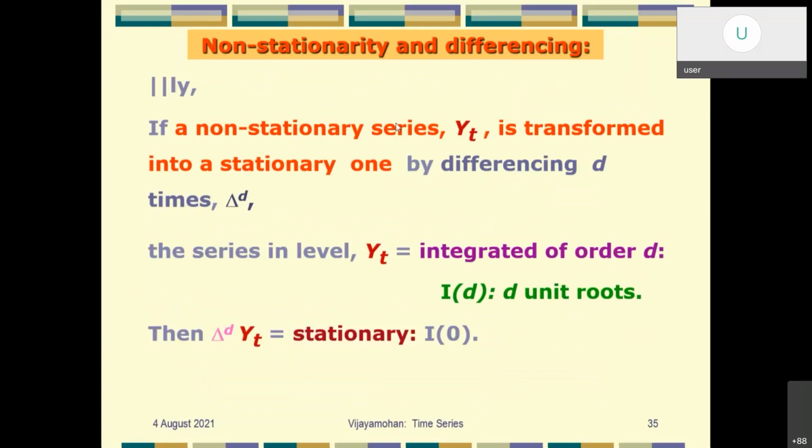Similarly, if a non-stationary series Yt is transformed into a stationary one by differencing d times, that is delta^d, I'm generalizing it, then the series in level, that is the level variable Yt, we say is integrated of order d. That means there are d unit roots. So we write it as I(d). Yt is I(d). There are d unit roots. So that also means that delta^d Yt, that is, we have differenced Yt d times, is a stationary process I(0).